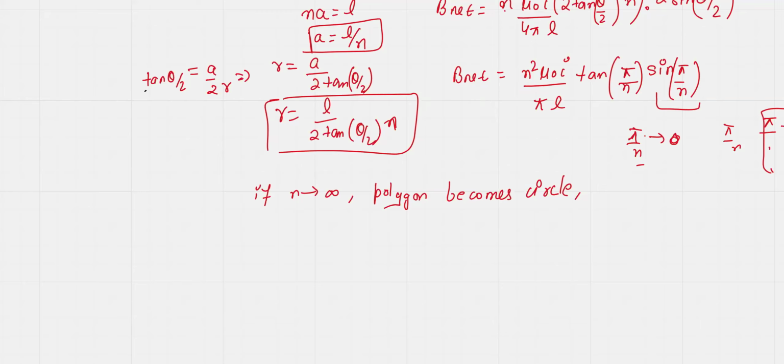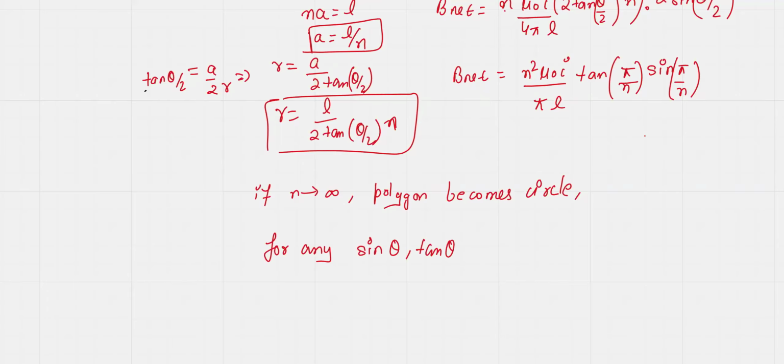When this thing is approaching towards zero, you know one concept: for any sine theta, tan theta, if theta is less than or equal to 10 degrees or very small, you can say that sine theta is equal to tan theta, which is equal to the value of theta in radians. You have to keep the value of theta in radians.